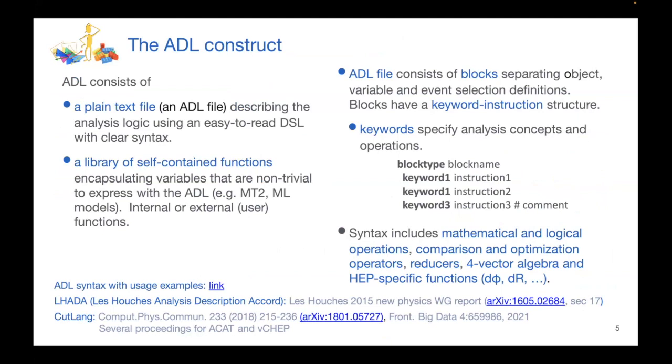The same keyword can be repeated with different instructions. The syntax naturally contains mathematical operations, logical operations, comparisons, optimizations, and all the four-vector algebra needed, with high-energy physics specific functions such as the delta R. On top of this, we also have a library of self-contained functions which are non-trivial to define, such as machine learning models or complex variables such as the MT2.